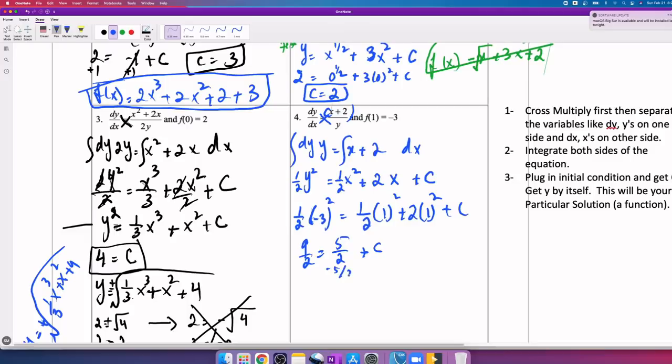Subtract 5 over 2 both sides. They cancel. I'm getting c equal 9 over 2 subtract 5 over 2. So since the denominators are the same, I'm just subtracting straightforward. 9 subtract 5 is going to give me 4 over 2, which can be simplified to 2. So my c is actually 2. That's my c. Now plug in, get the original, get the y by itself first.